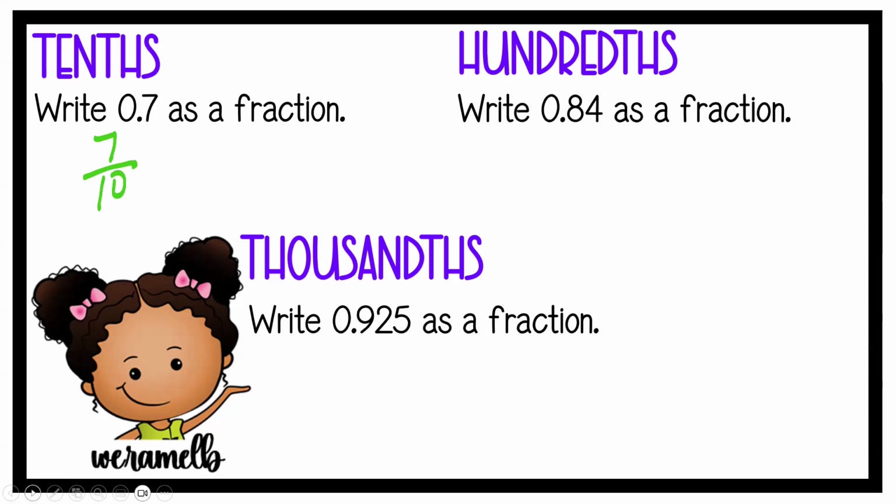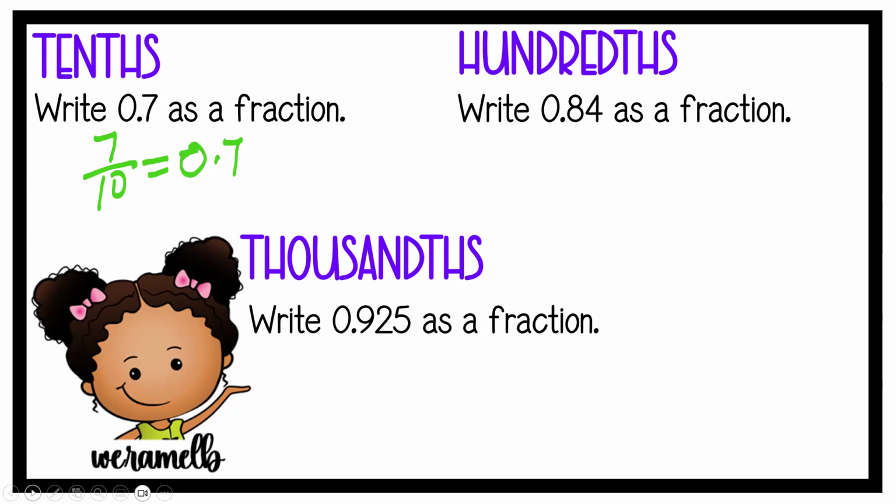Now, is that your final answer? When I say, is that your final answer, can you still simplify that? What goes into 7 that also goes into 10? Nothing except 1. So we're good. Okay, so meaning to say, 0.7 in fraction is 7/10.